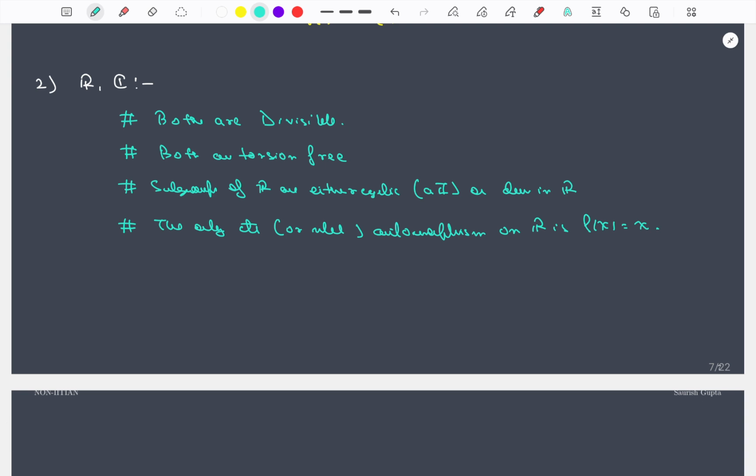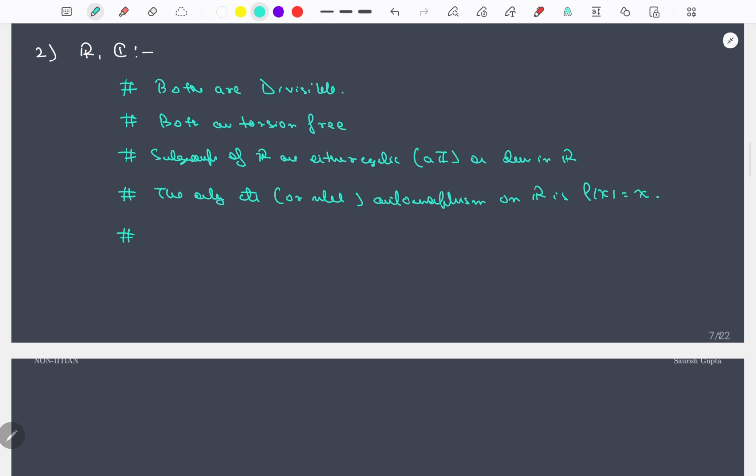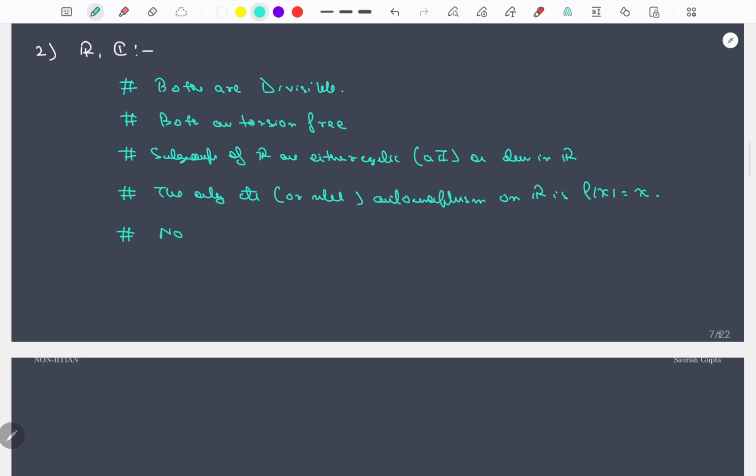Also, these groups have no proper subgroup of finite index.